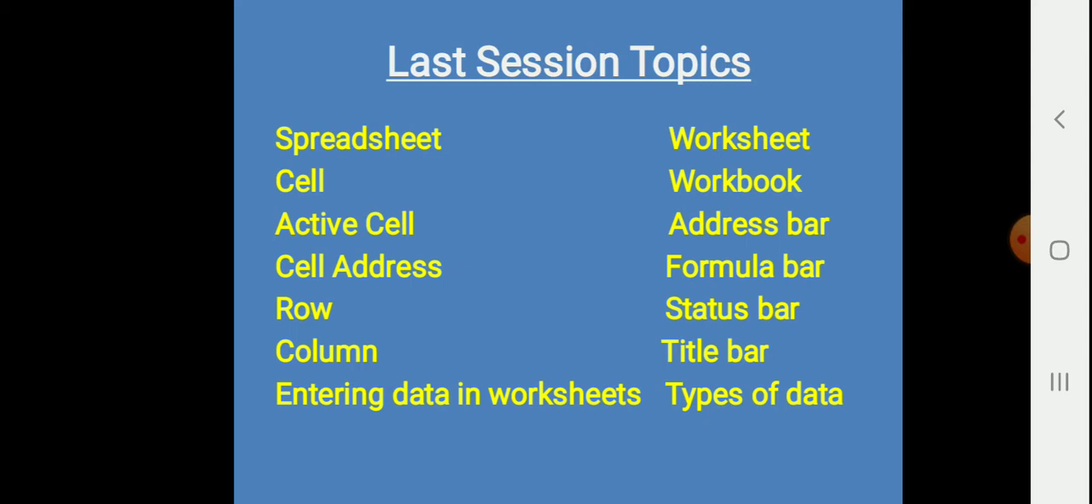And cell. What is a cell? A cell is the intersection of a row and a column, where you can enter data. Even you can define a cell as a rectangular box which can hold the data which is being entered in MS Excel. And what is active cell?